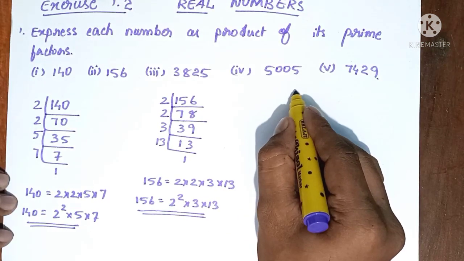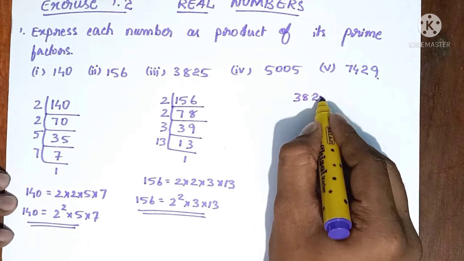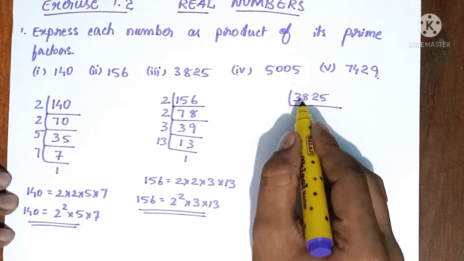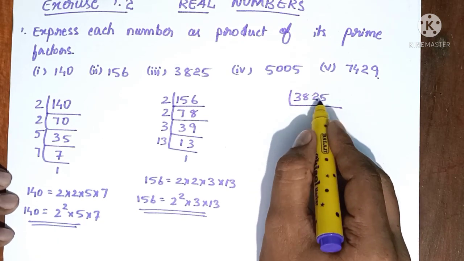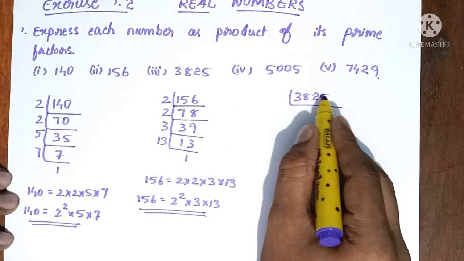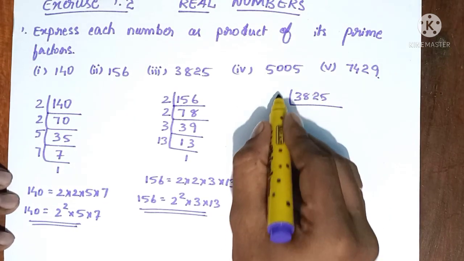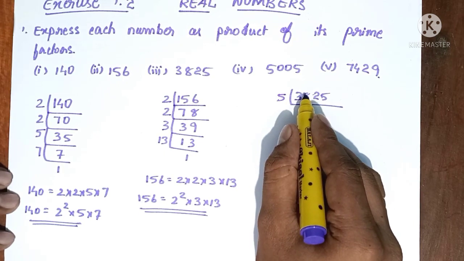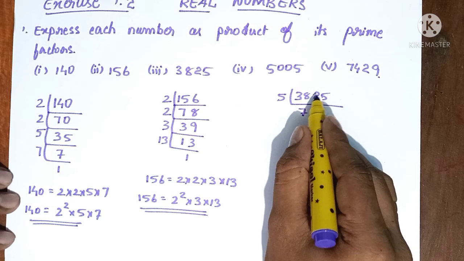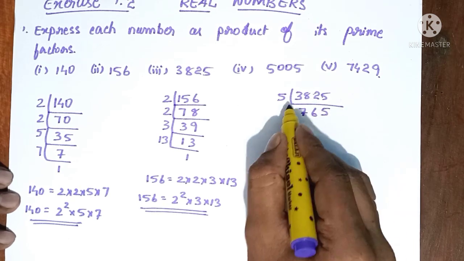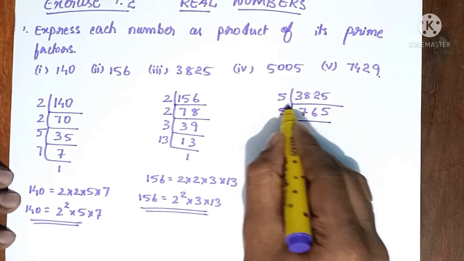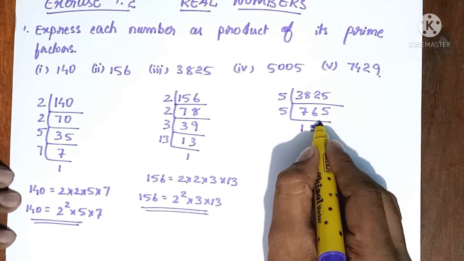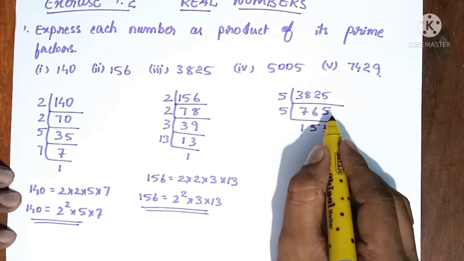That is 3825. Okay, it's not an even number, so we cannot use 2. Since it is ending with 5, straight away we can use 5. So 5 7s are 35, remaining 3 32. 6 5s are 30, remaining 2 25 5. Again we can use 5 since it is ending with 5, remaining 2 26. 5 5s are 25, remaining 1 3 5s are 15.